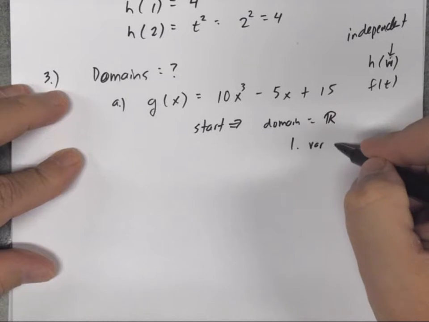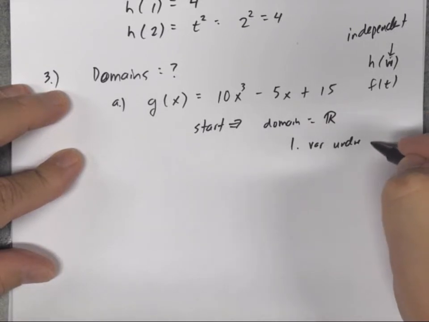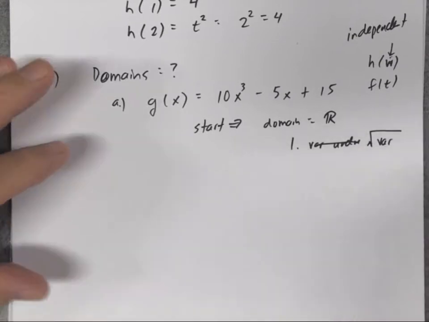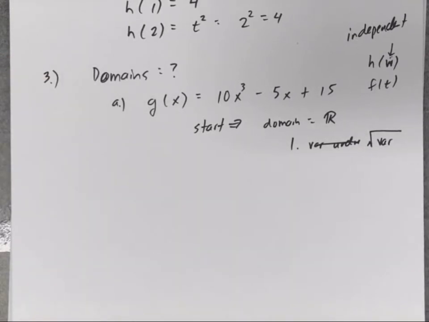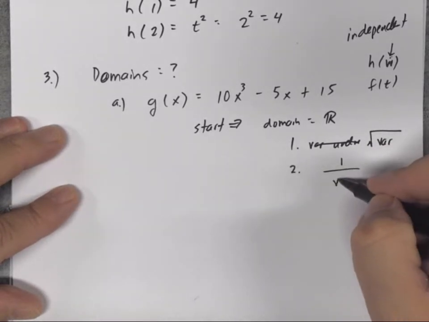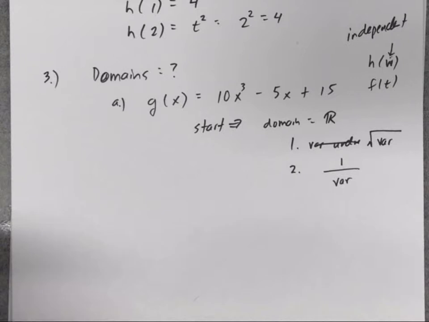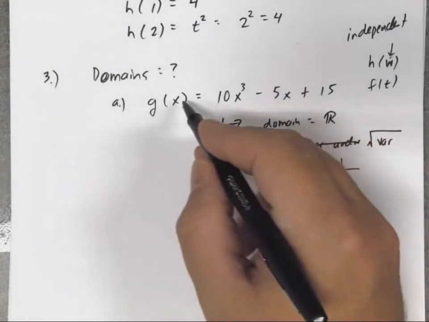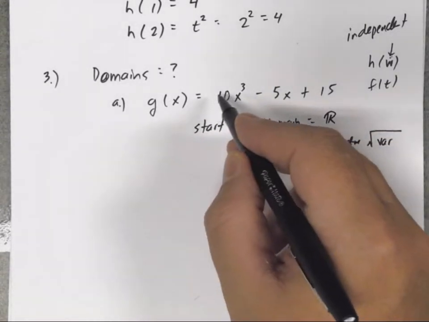First, if you ever have any variables under, how about write it like this? If your variable is under the square root, then that's going to affect your domain. Or secondly, if you ever have your variable in the denominator of a fraction. If I don't have either of these, then my domain is just going to stay all real numbers, which means x can be anything. So for this example, I'm going to assume it's all real numbers, and I look.